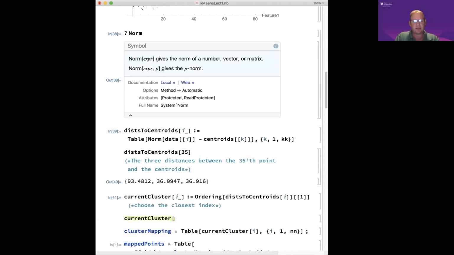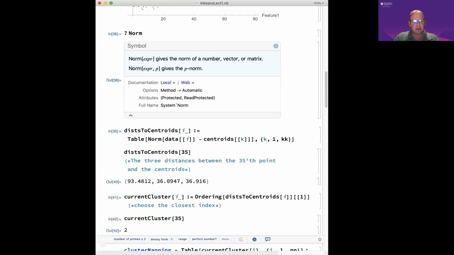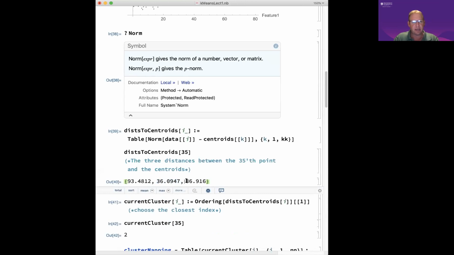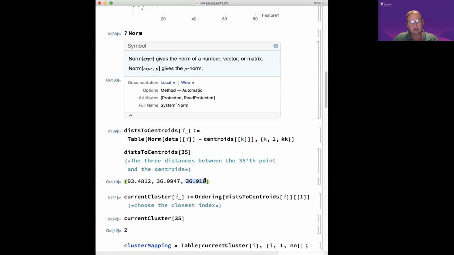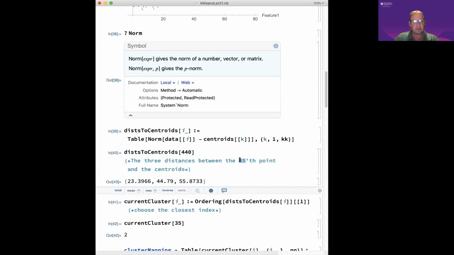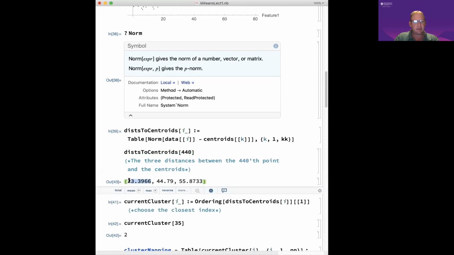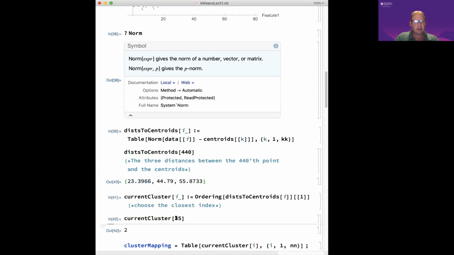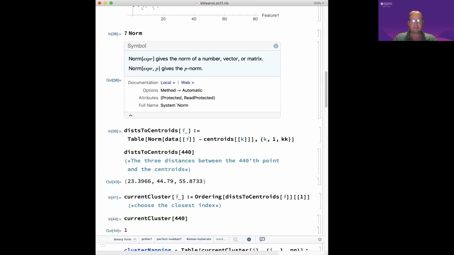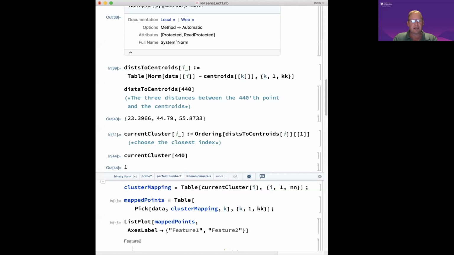If you do current cluster on, say, the 35th point again, it tells us 2. Why? Because you see 236 is smaller than 36. If you had chosen a different point, like the 440th point, let's update this to 440. What's going to be the cluster of point 440? 1. Perfect.